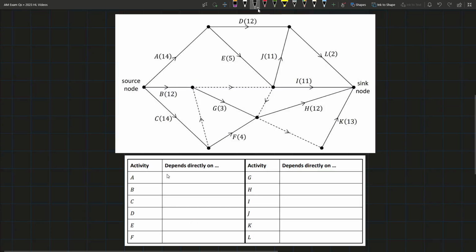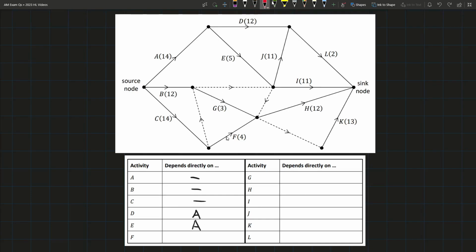So first of all, A, B, and C don't depend on anything. They're just coming out of the source, so they depend on nothing. You can just write little dashes. Activity D, well, we look at what activities are going into the node that activity D comes out of, which is just A. We can also see that E comes out of that node as well, and the only activity going into that node is A, so E also only depends on A.